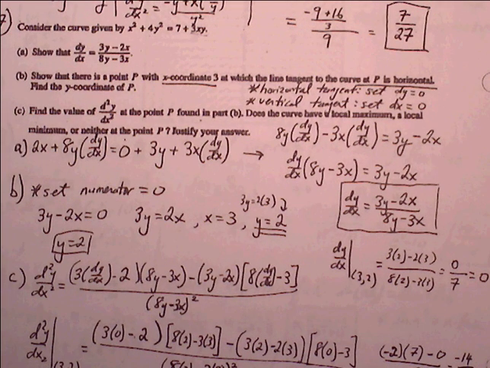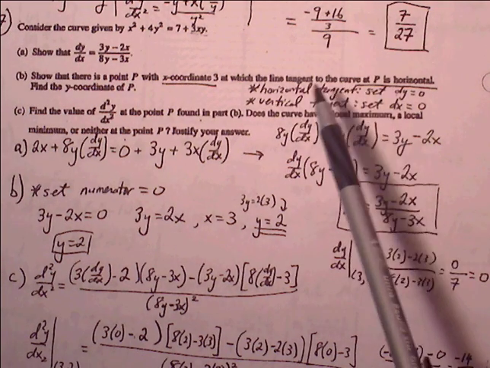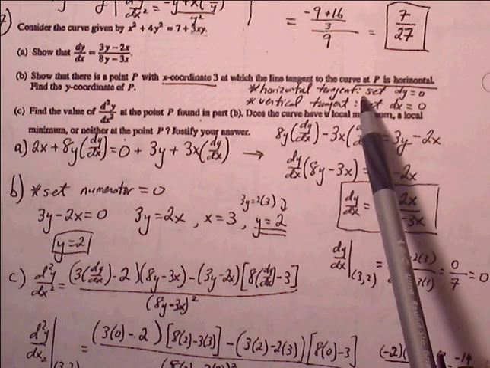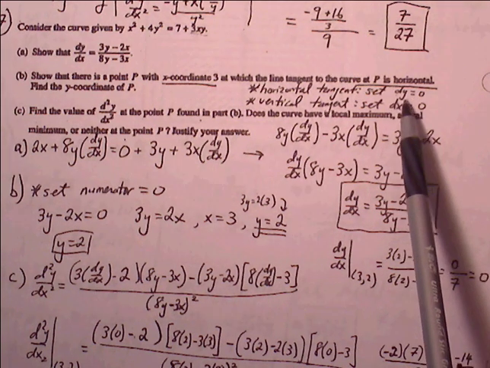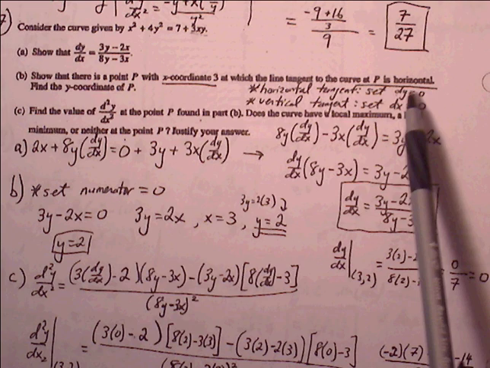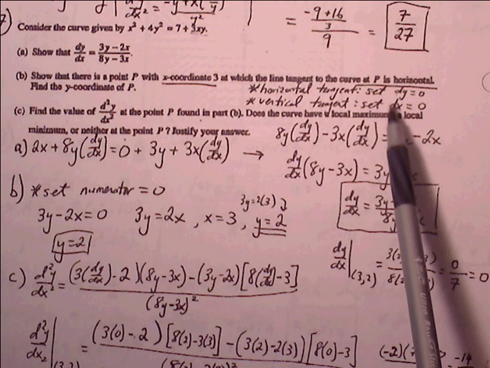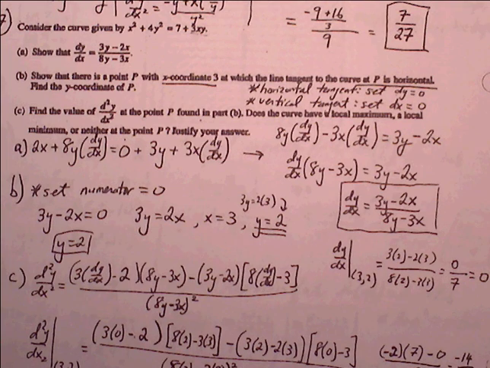Okay, part B, show that there is a point P with x coordinate 3 at which the line tangent to the curve is horizontal. So when x is 3, we're trying to show the tangent line is horizontal. Horizontal tangent means that once we have dy/dx spelled out, wherever the numerator of dy/dx is equal to 0, that is where a horizontal tangent occurs. And as a reminder, a vertical tangent occurs when the denominator of the derivative is equal to 0.